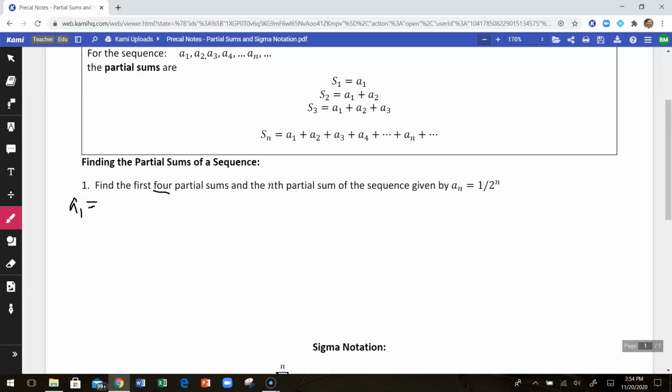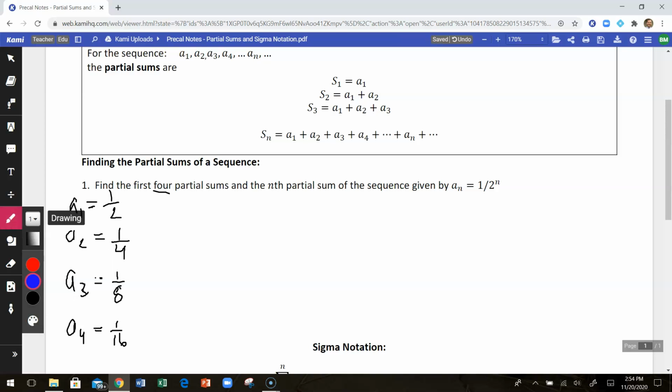A sub 1, if I plugged in 1 into that, I would get 1/2. A sub 2, my second term of my sequence, would be 1/4. The third term of the sequence would be 1/8. And the fourth term of the sequence would be 1/16. Okay, once I have that, I can go ahead and start finding our partial sums.